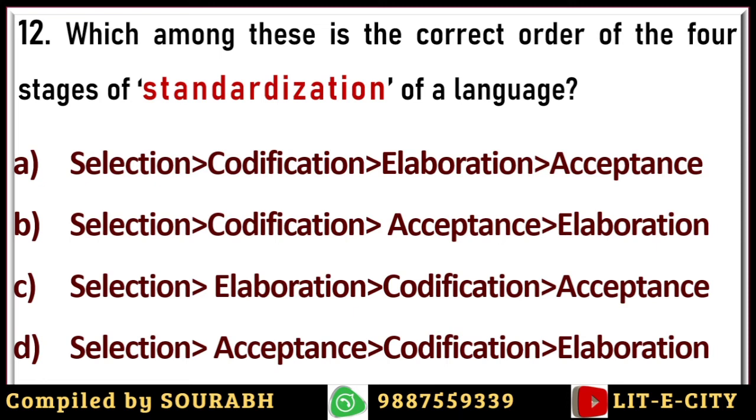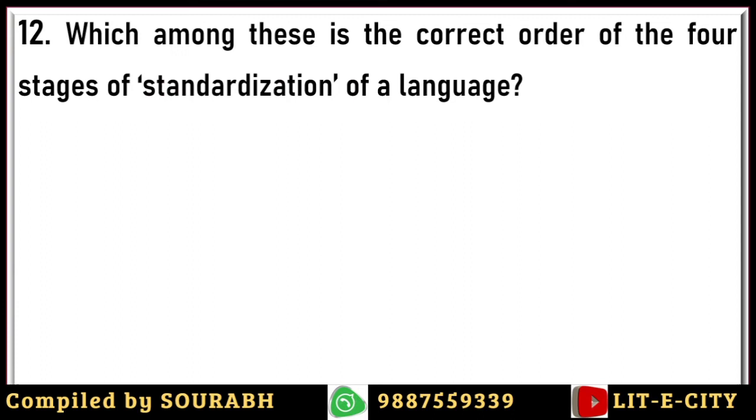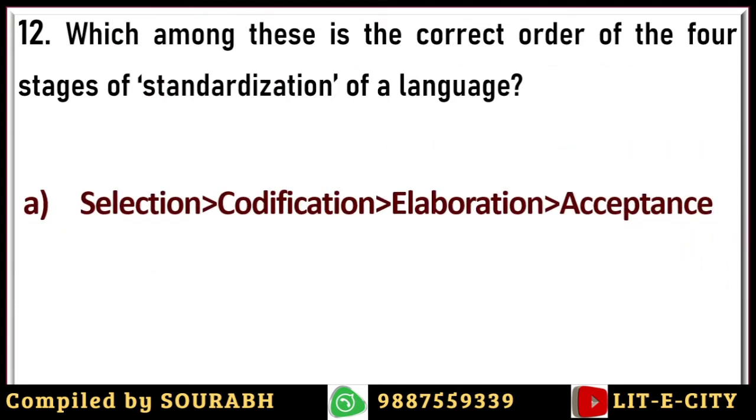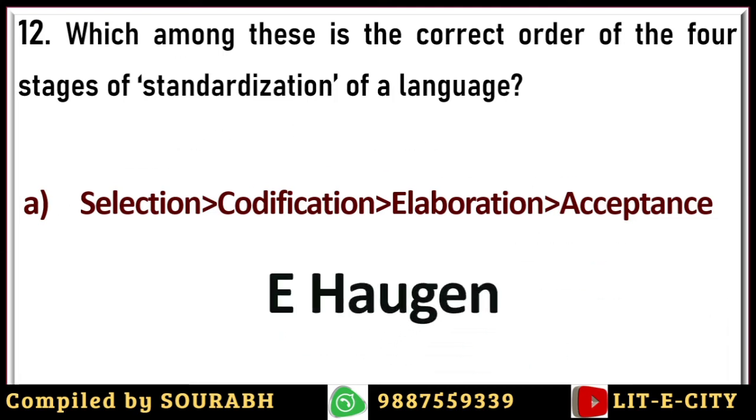If you give one or two seconds and think about this, you can easily reach the conclusion. It is, dear friends, first words are selected, which words should be taken into serious consideration. Then they are codified in a particular code or grammar. Then their use, their structure is elaborated. And finally, it is accepted by the public, and then a language becomes a standard language. This particular model of four stages was given by E. Haugen.